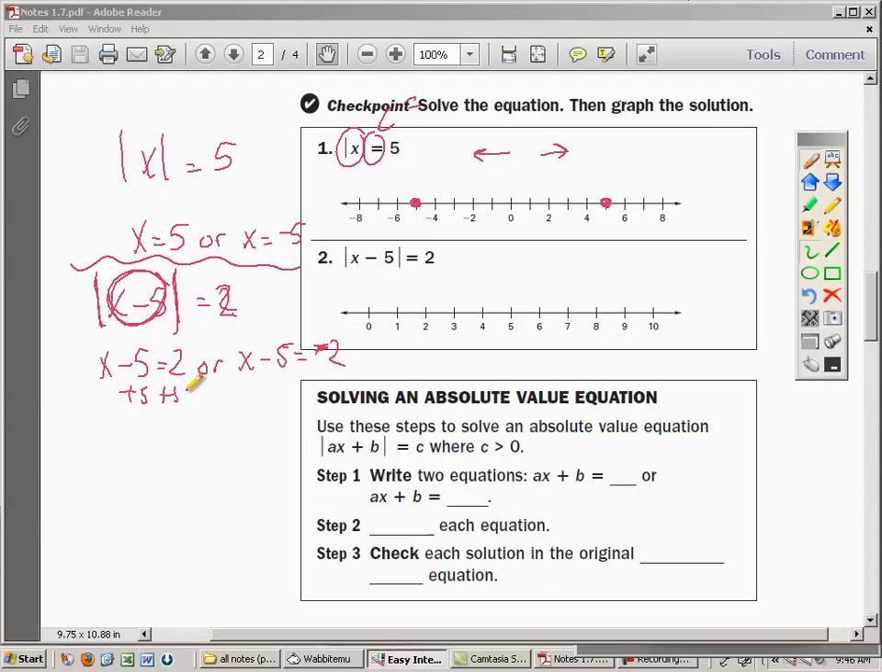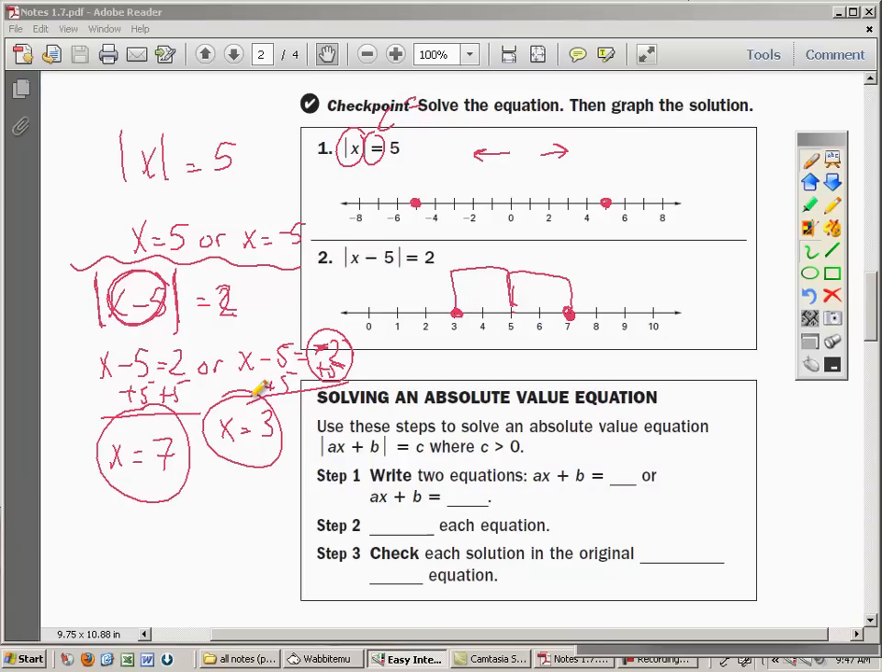Add 5 to both sides. So you get x equals 7. Add 5 to both sides again. And again, x equals, and this is negative 2 plus 5, which is 3. And so here's 5, that's my starting point. If I went 2 to the right of that, I'd be at 7. And if I went 2 to the left of that, I'd be at 3. And so my two solutions are 7 and 3.